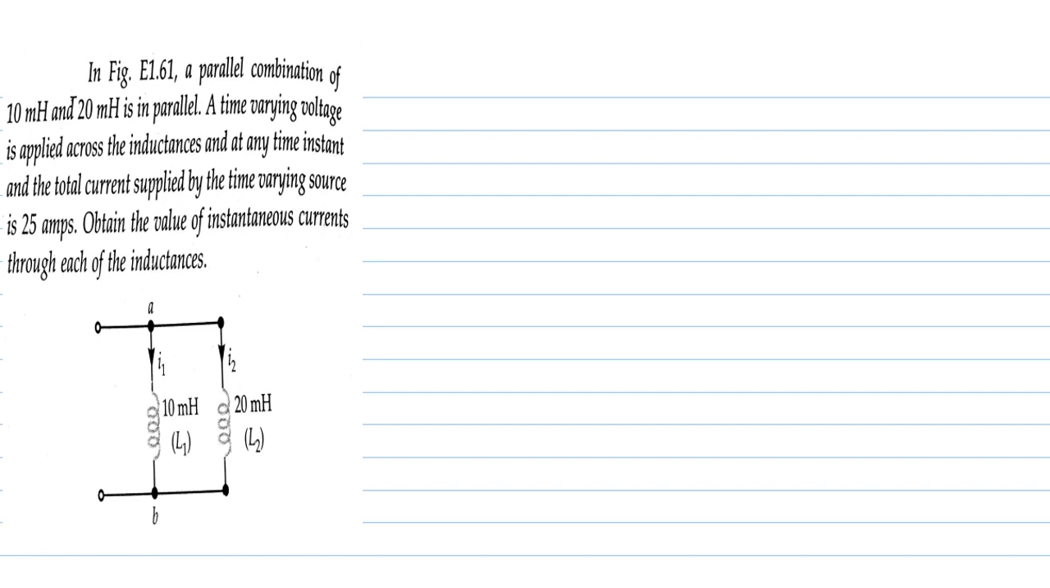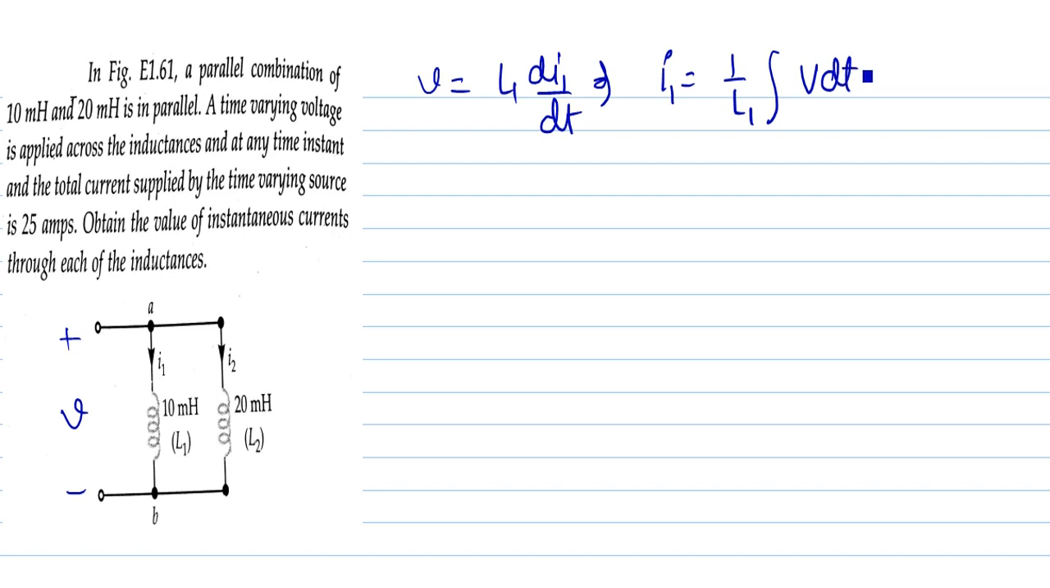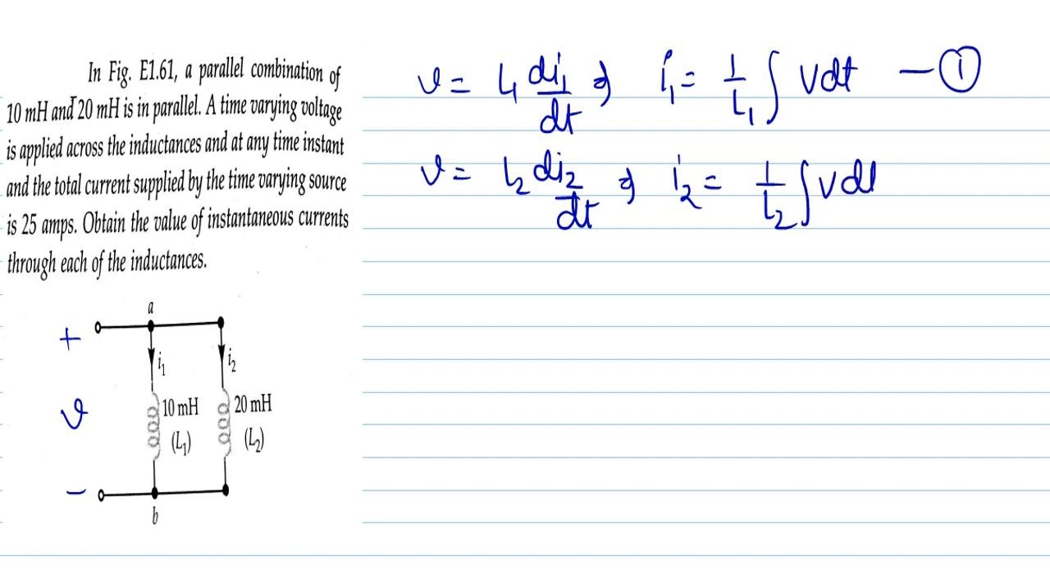So here let us assume the voltage across this terminal as V. So here V will be voltage across inductance L1 and L2 will be same, that is equals to V. So here V is equals to L1 into dI1 upon dt. From here we will get I1 is equals to 1 upon L1 integrating V dt. This is first equation. Second equation is V is equals to L2 into dI2 upon dt. So that is equals to I2 is equals to 1 upon L2 integrating V dt.